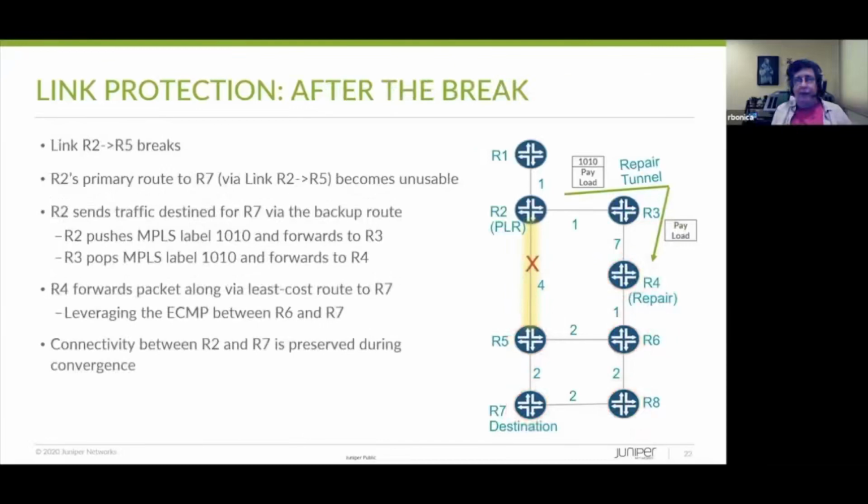So what happens after the link breaks? After the link breaks, R2 realizes the link's broken, so it starts sending packets along the backup path. It pushes label 1010, forwards the packet to R3, R3 pops the label, forwards the packet to R4, R4 sends it the rest of the way along the path. And again, R6 leverages that ECMP between R6 and R7. So there's one path through R5, another through R8, and R6 will use both.